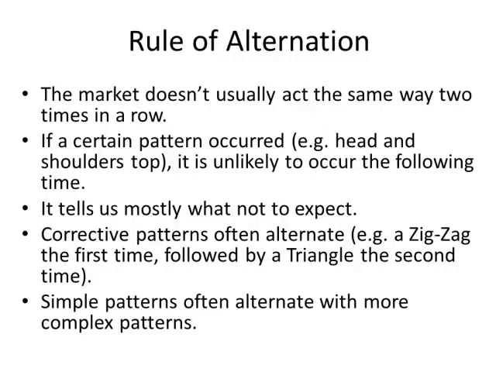And often what we also see is that simple patterns will alternate with more complex patterns. So this could be anything. We could see, for example, a simple double top followed by a more complex triple top, right? It really could be anything. You just have to use your imagination here. And this is just an empirical observation, so saying that corrective patterns often alternate between one another, and also saying that simple patterns often alternate with complex patterns. And this is the rule of alternation.